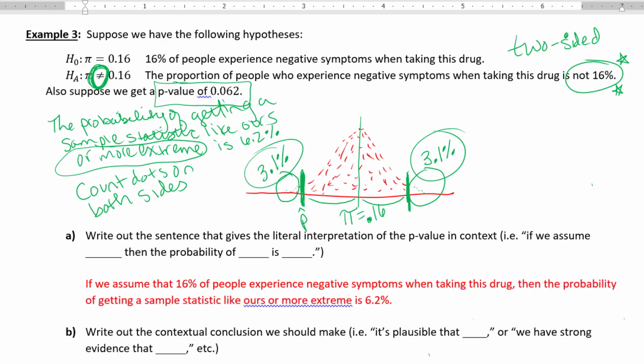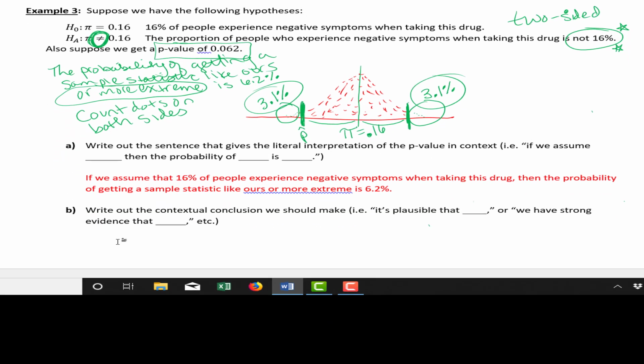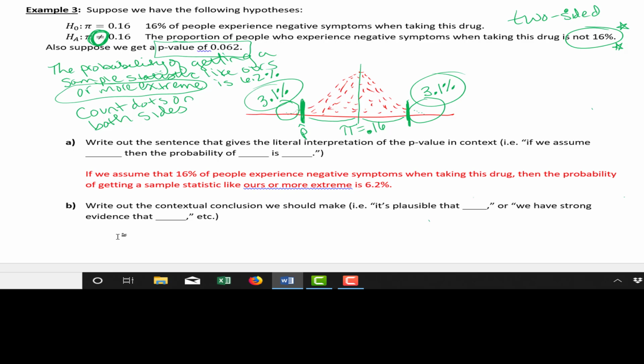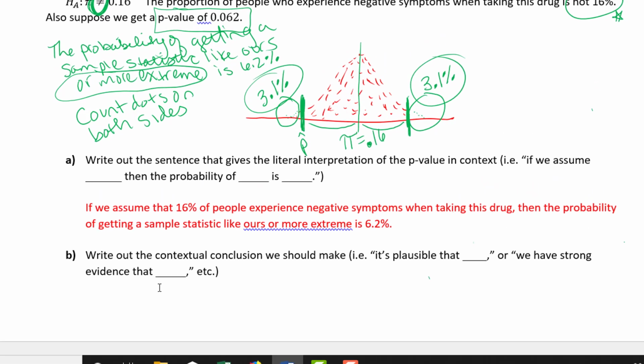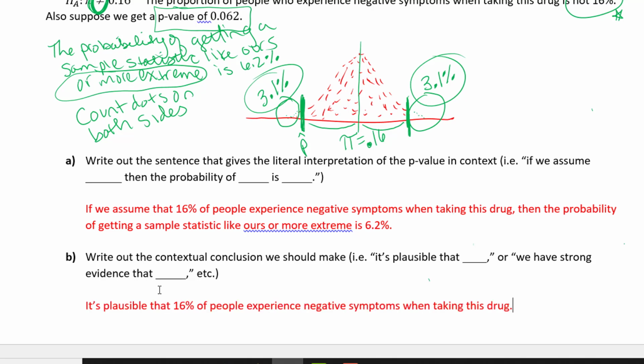Part B asks us to give that contextual conclusion overall. So we want to say, do we think the null hypothesis is plausible, or do we have strong evidence in support of the alternative? We have a p-value of 0.062. That is more than 0.05. So I would conclude that the null hypothesis is plausible, because I generally say if it's more than 0.05, that we would call the null hypothesis plausible. Putting that in context, then, we would say that it's plausible that 16% of people experience negative symptoms when taking this drug.